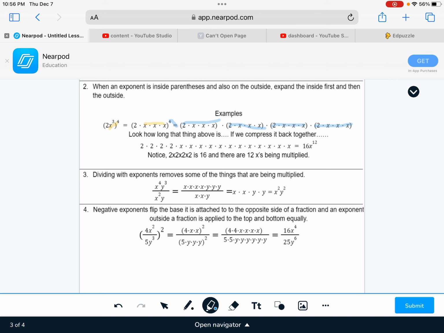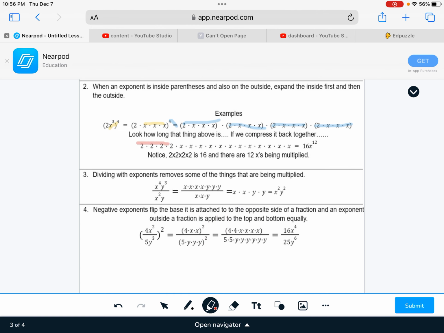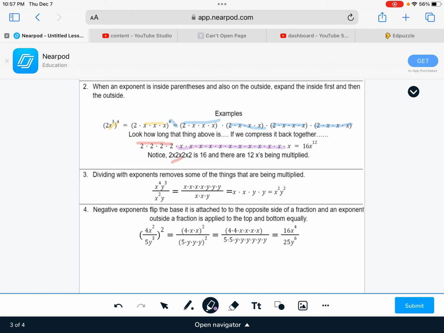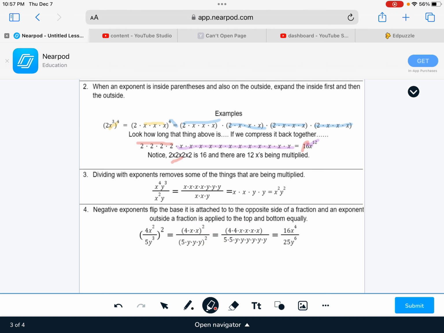From there, you can start grouping stuff together. You'll notice you have 4 2's put together right here. 2 times 2 times 2 times 2 is 16. 2 times 2 is 4, times 2 again is 8, times 2 again is 16. And then if you look super carefully, you have a bunch of x's right here. There are 12 x's. That's where the 16x to the 12th comes from, because we're multiplying all those x's together and all those 2's together.